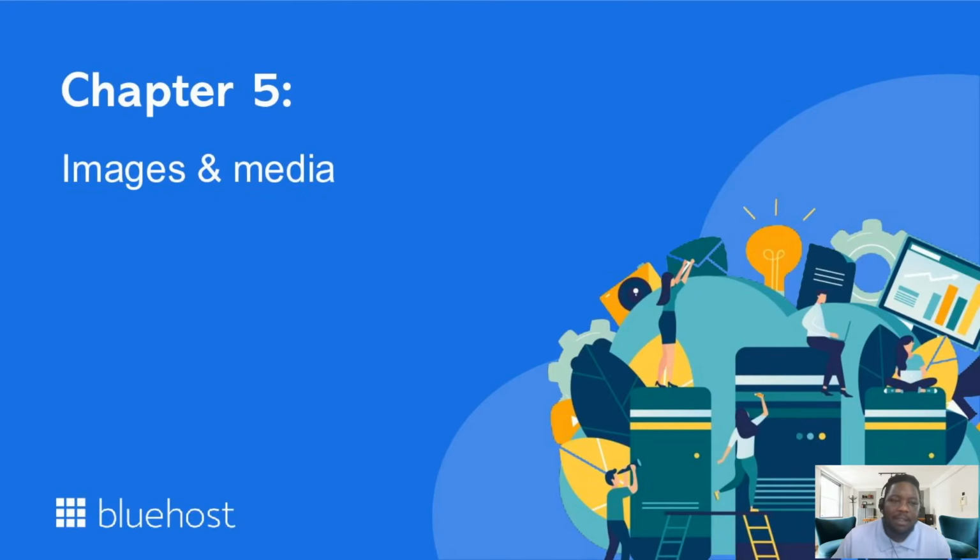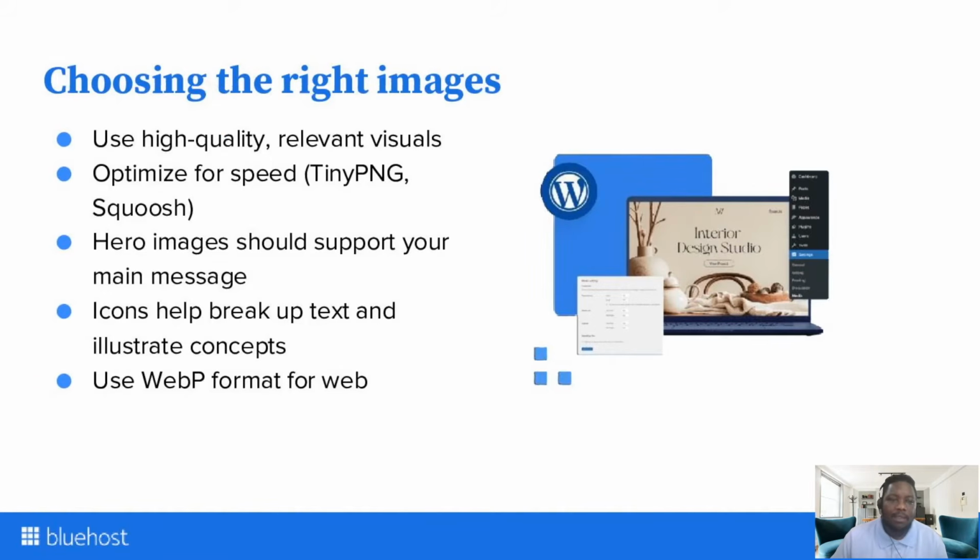Chapter 5. Now let's look at images and media. Choosing the right image. Use high quality and relevant images. A good example of this: if your website's about pizza, we probably shouldn't see a dog there. We should see more of a pizza or your product you're selling. Optimize them so your site loads quickly. Tools like TinyPNG and Smush are great for this.